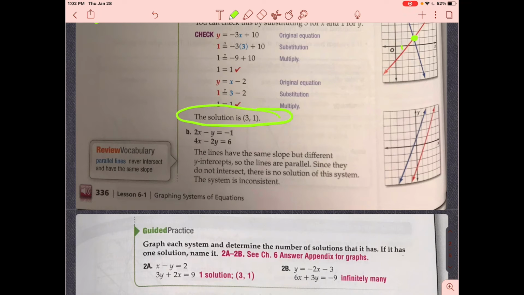If you were graphing that by hand, you'd probably want to do some rearranging. They've already done the work for us. We can see those parallel lines, and so there is no solution to this. It is inconsistent, and that's all we need to say about that.